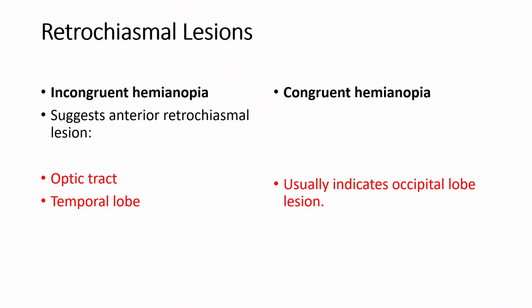Retrochiasmal lesions. One, incongruent hemianopia suggests an anterior retrochiasmal lesion, that is optic tract and temporal lobe. If there is congruent hemianopia, it usually indicates an occipital lobar lesion.